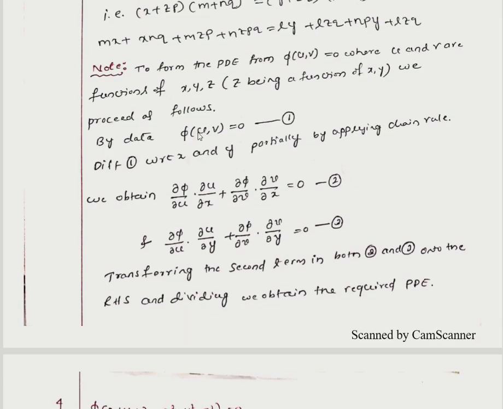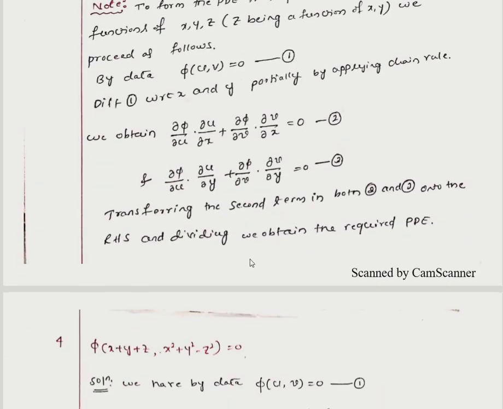Next, differentiate this term with respect to y partially. First, differentiate the function, that is ∂φ/∂u, because φ is a function of u, and differentiate u with respect to y, therefore ∂u/∂y, plus ∂φ/∂v, because φ is a function of v. First, differentiate φ with respect to v, and differentiate v with respect to y, ∂v/∂y, that is equal to 0. Call this equation 3.